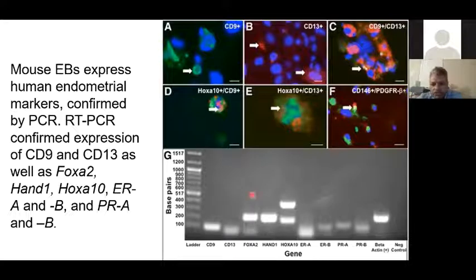The bottom picture shows the gel. This was the RT-PCR that we did after collecting RNA from these cells. These cells were sorted using FACS, and then we looked at the markers of glands, stroma, and other markers of endometrium generation, like HAND1, FOXA2, and estrogen receptor A and B. The last one is the negative control, and beta-actin is the positive control. And we were able to see that all the markers were expressed in these differentiated cells.